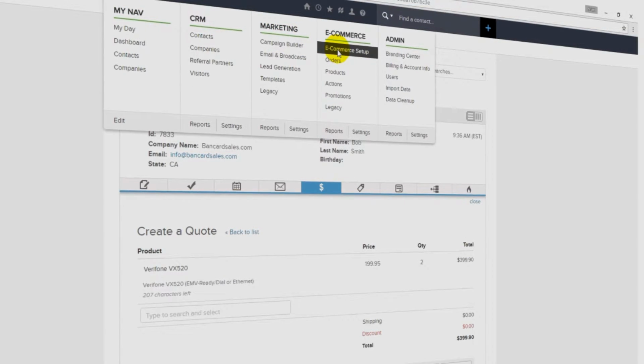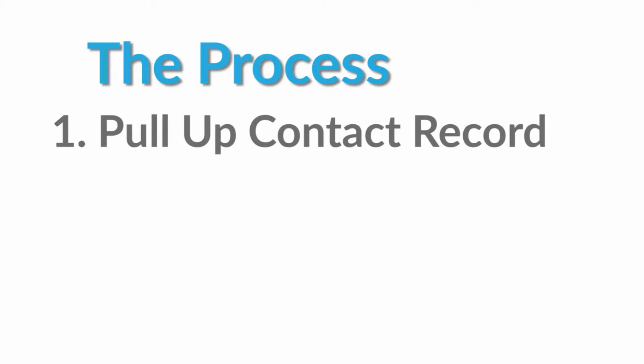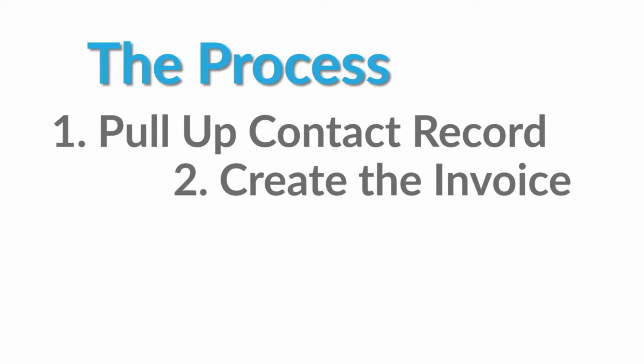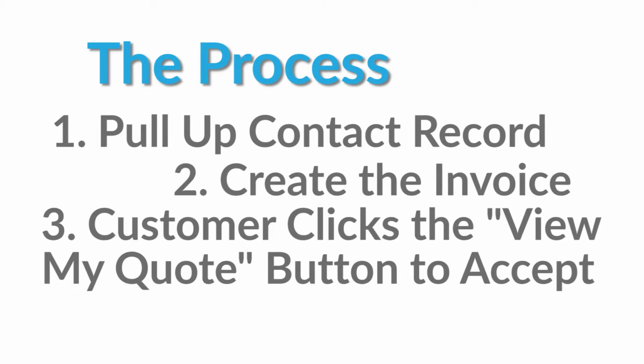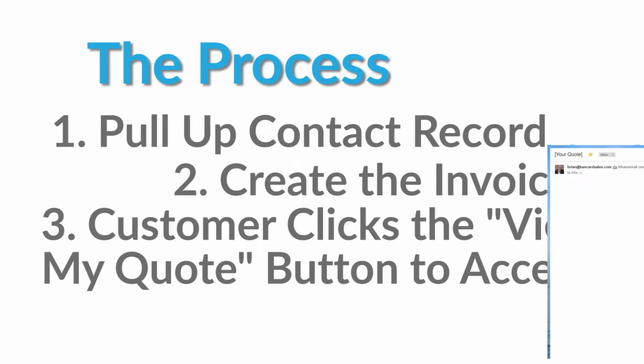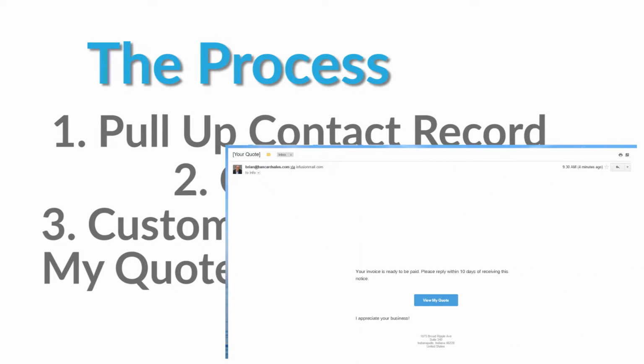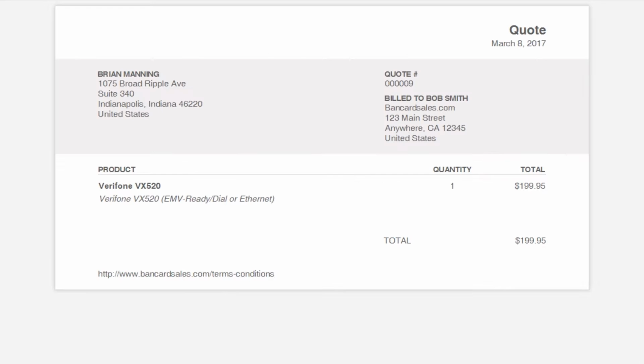So for this, the simple process is pull up the contact record, create the invoice, which will email the customer. The customer can click an email, which will look something like this. And once they click on it, they'll see a page that looks like this. They can accept the quote and immediately be taken to a page to pay that invoice online.